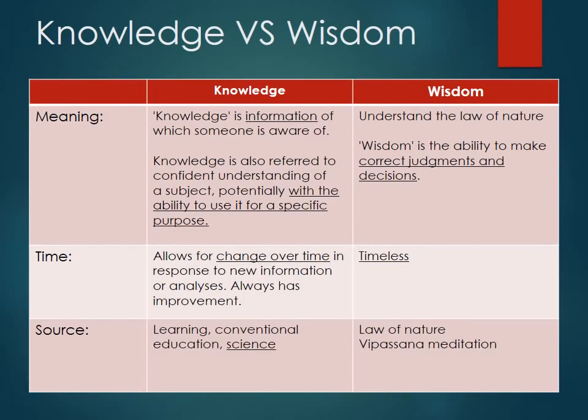First, we need to understand the difference between knowledge and wisdom. What we do in this world today in the scientific community is called knowledge. Knowledge is information of which someone is aware, and of course knowledge is subjective. It's used for a specific purpose to solve certain problems.